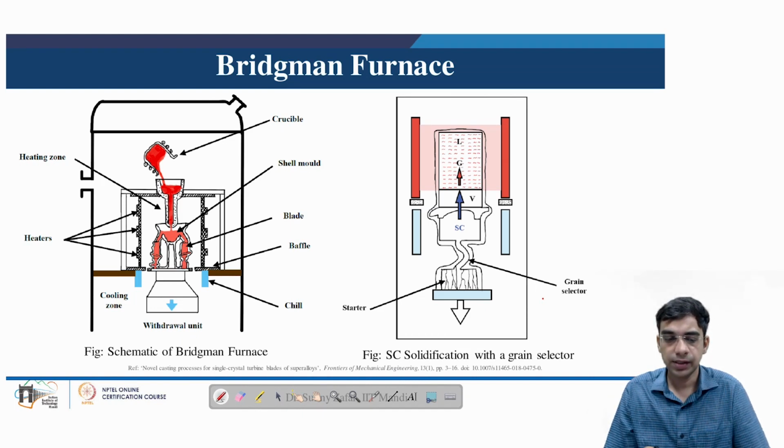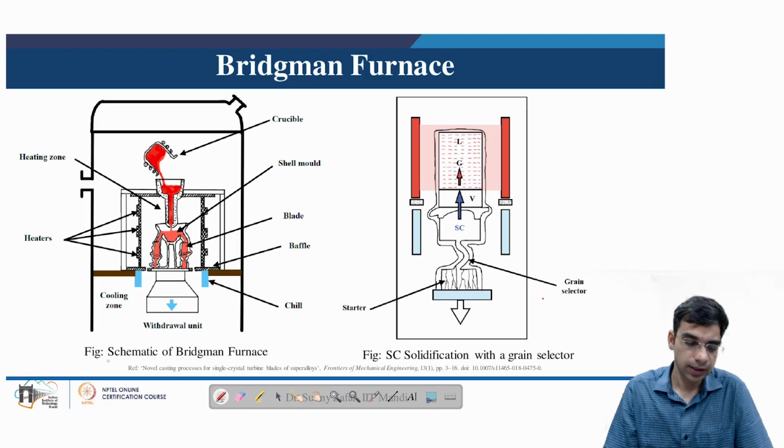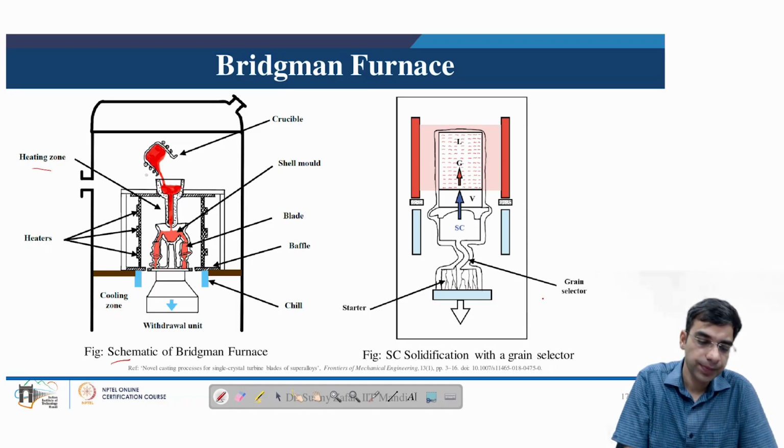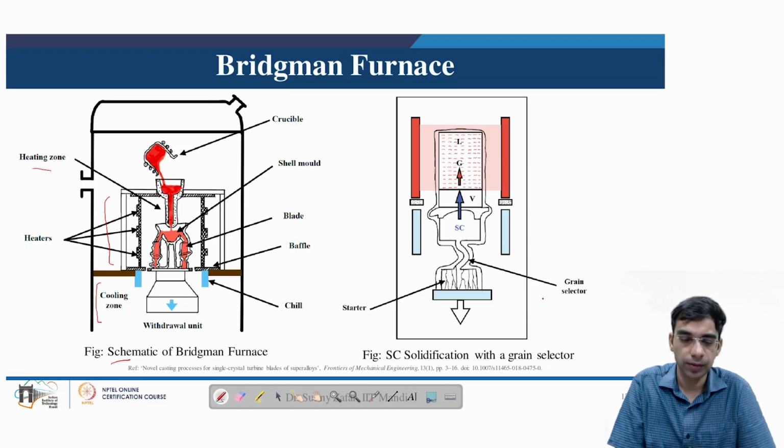So Bridgman furnace is a very popular furnace which is utilized to develop single crystal cast gas turbine blades. So the Bridgman furnace, the overall schematic as shown here, is basically discussed as follows. The Bridgman furnace is surrounded by a heating zone on top. So the upper part is basically the heating zone and the lower part of this furnace is the cooling zone.